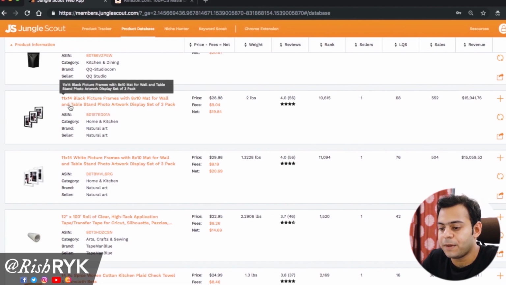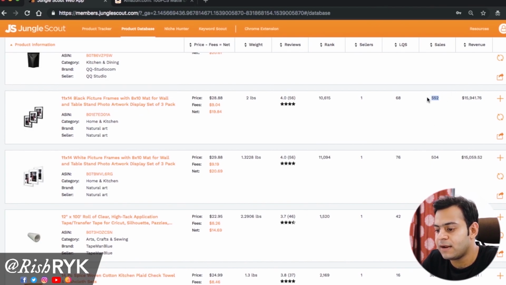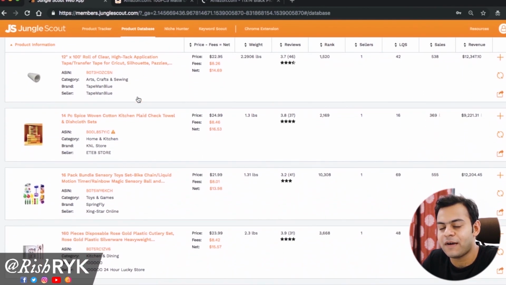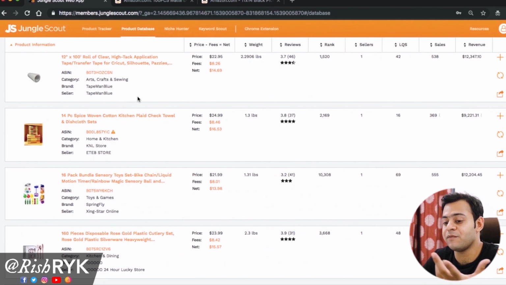Alright, 11x14 picture frames, 8x10 matte board, table stand, sells 500 on average in a month, $28. It's a good price point to be at. Let's open this up. Why not? It might just happen that I'll find a product, but again, I'll have to sacrifice it because I'm making a video on it.